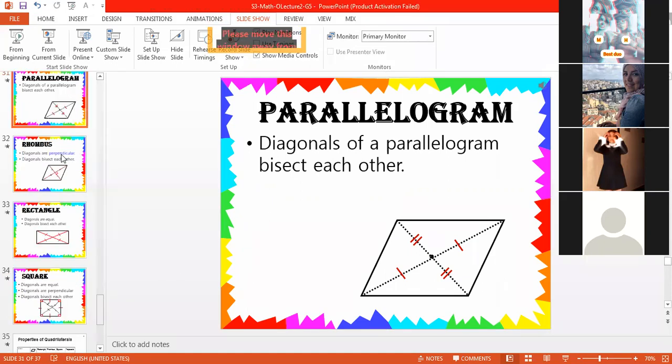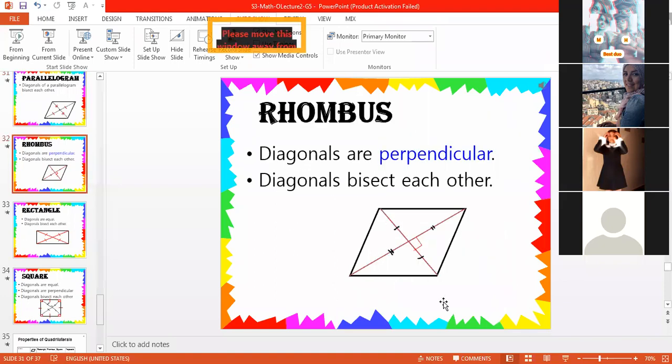Let us now continue to see what the other quadrilaterals have in their diagonals. For example, in the rhombus, did you see the rhombus here? The diagonals bisect each other, but they are also what? They are perpendicular to each other. So you noticed that in all rhombuses, the diagonals are perpendicular. Very good. So the diagonals of the rhombus are perpendicular and bisect each other.